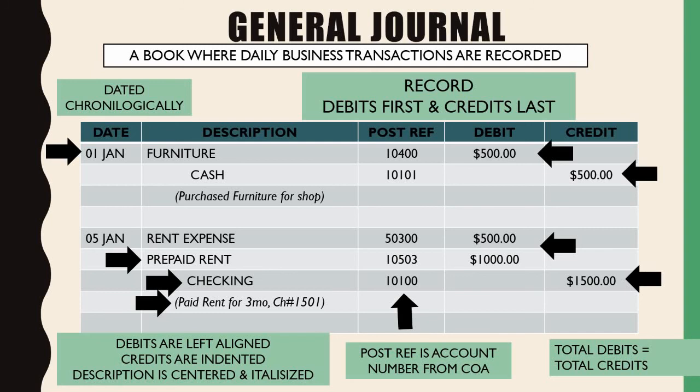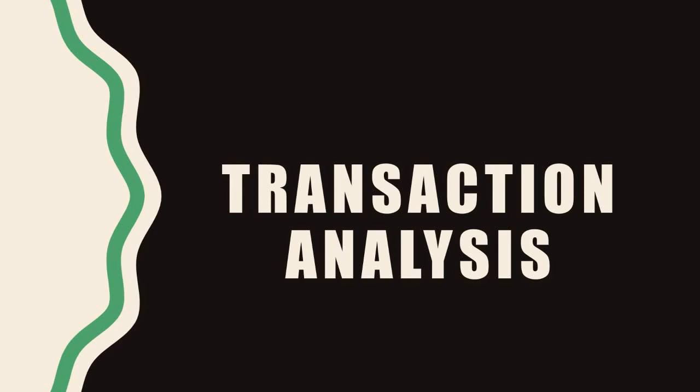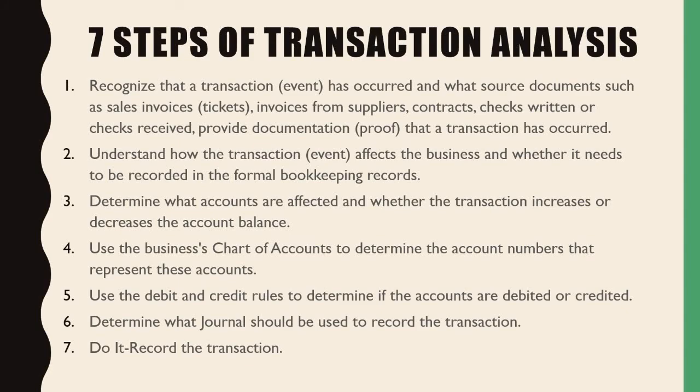All right. So other things that we'll be looking at is called the transaction analysis. This is the 7 steps I was talking about earlier, the 7 steps of transaction analysis. This is when we're given a scenario. This is where we need to understand what the transaction at hand is and what it is asking of us before we record it in our journal.